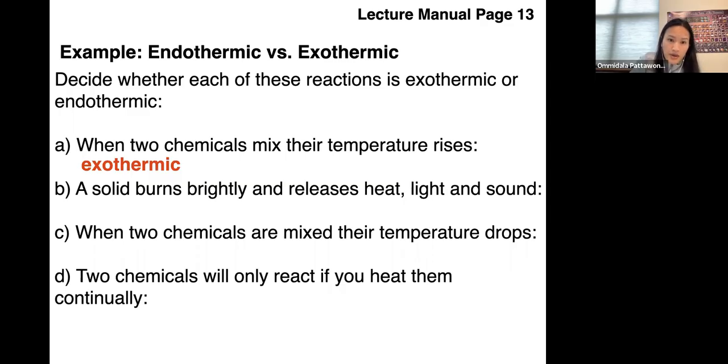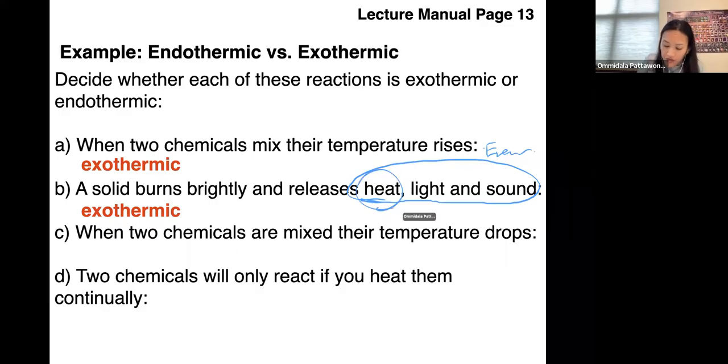Solid burns brightly and releases heat, light, and sound. That's obviously releasing heat, so it's going to be exothermic. Just so you know, heat plus light plus sound, all of this together is called energy, right? Heat would be the thermal energy part of the energy, light would be the energy of light, and sound would be sound energy.